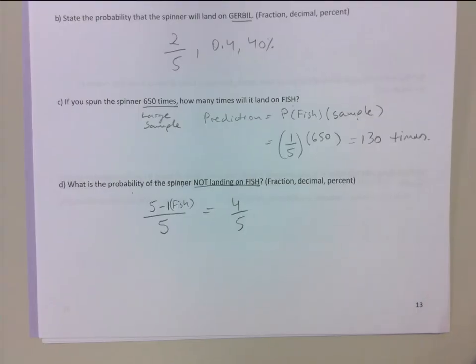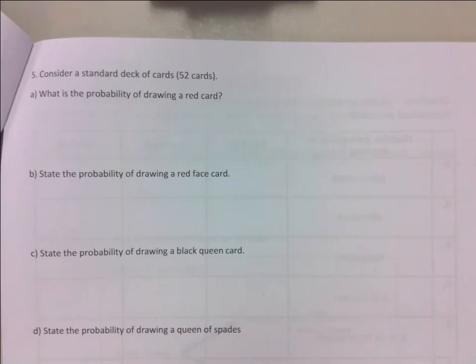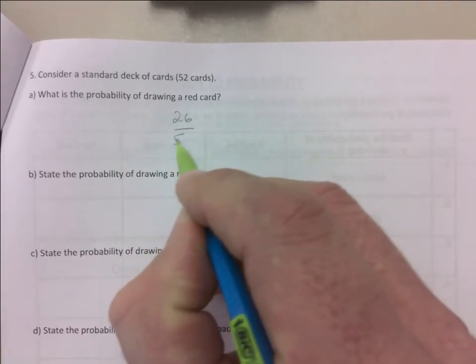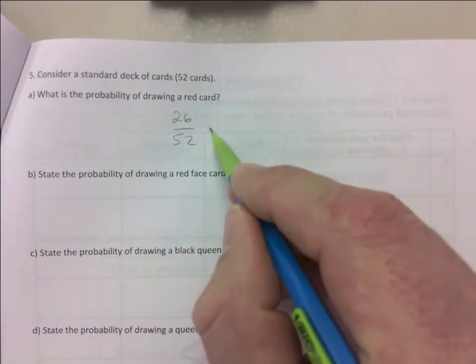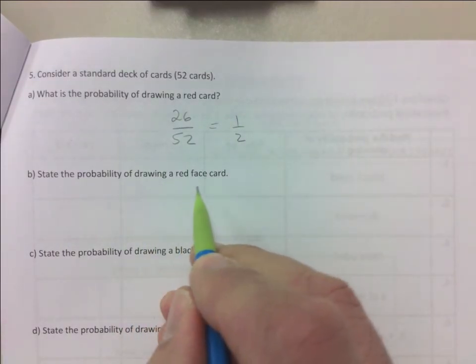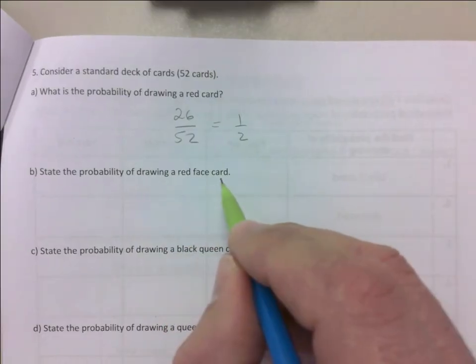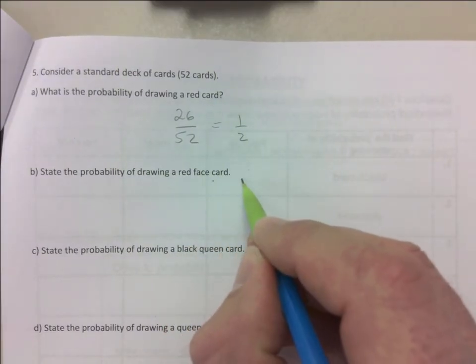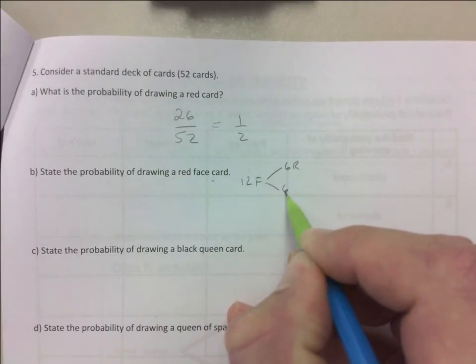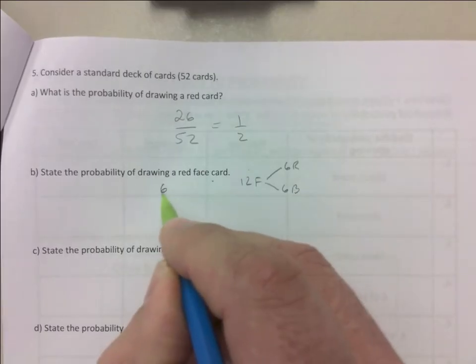Okay, how many of you finished 14? Completely done 14? So you're correcting your AC now, okay? What's the probability of drawing a red card? 26 out of 52. That's 1/2, correct? The probability of drawing a red face card. There are 12, right? There's 12 of them, and 6 are red, 6 are black. So this is 6 out of 52.